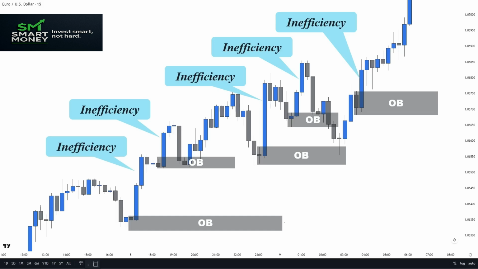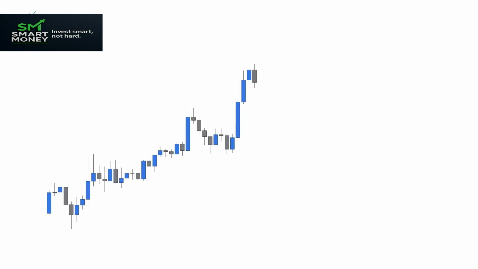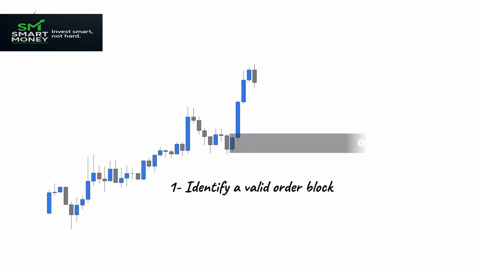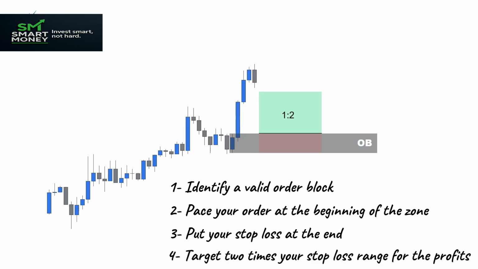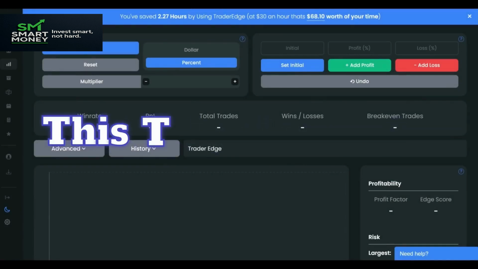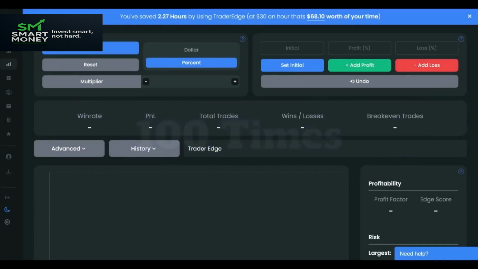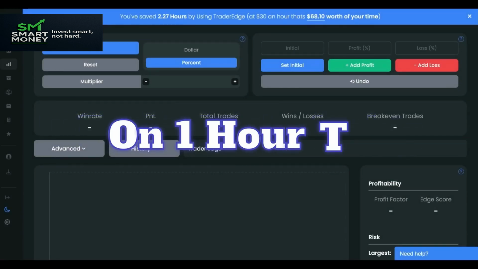Now, let me explain the steps of the trading strategy we used for the backtesting order blocks. The rules for this trading setup are easy. Identify a valid order block, place your order at the beginning of the order block zone, and put your stop loss at the end. We target 2 times our stop loss range for the profits. This way, even with a 34% win rate, we will still be at break-even. We have backtested this trading setup 100 times on the Euro-Dollar pair in the 1-hour time frame.